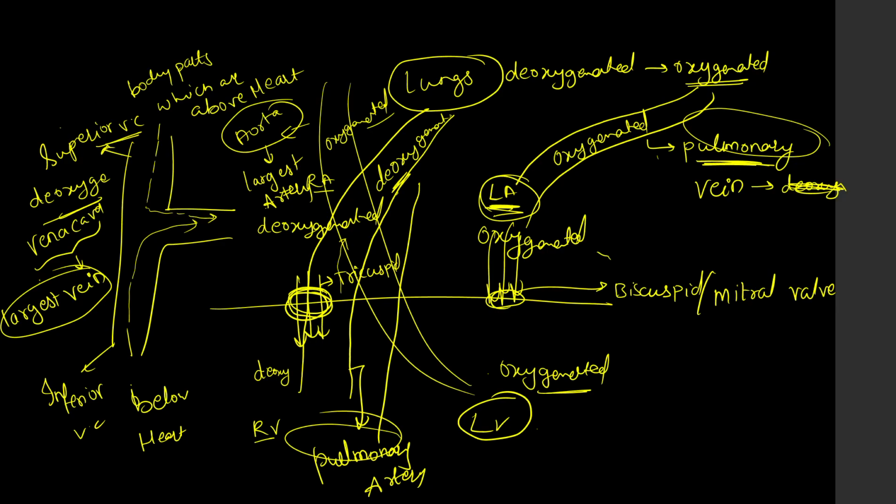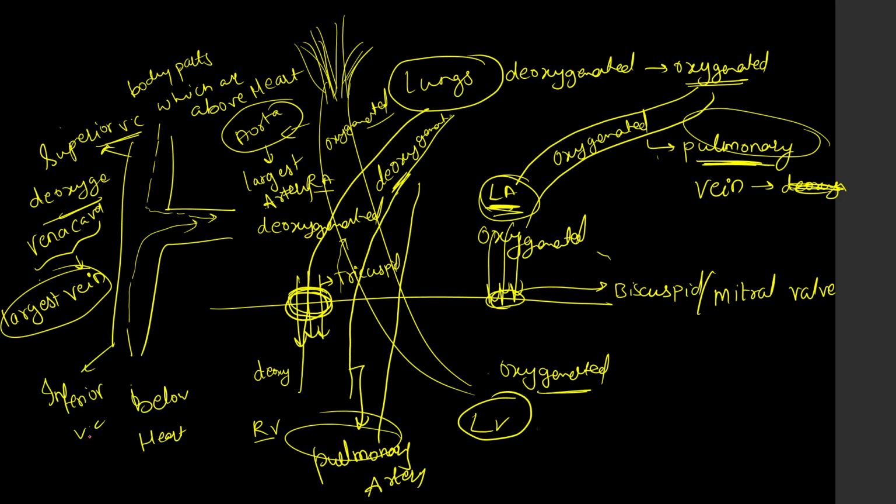From this artery, the aorta, the blood reaches each and every organ of the body. So this is the entire circulatory system. Why is it called the double circulatory system? Because the blood enters the heart two times.